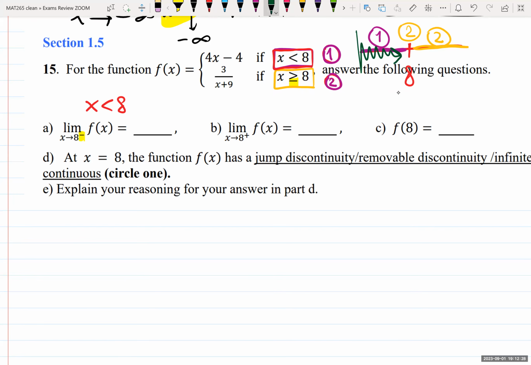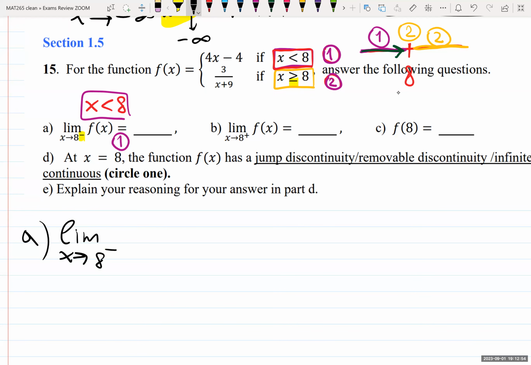I like using this kind of approaching wave notation, but you don't have to. From the left means I'm going from the left of 8. What number did I put there? Number 1. So I'm using function number 1. But you also can just use this idea that x is less than 8, and then it's where number 1 is. So it means A is calculating the limit as x approaches 8 from the left of the function 4x minus 4. And now you just plug in 8.